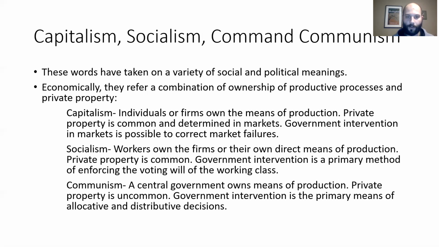In the next video, we will talk about the transition period from feudalism to capitalism, what it looked like, and how ultimately we end up defining capitalism.